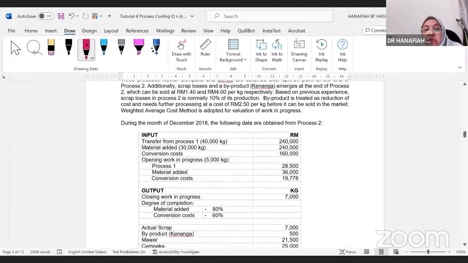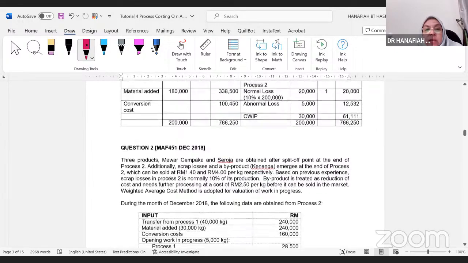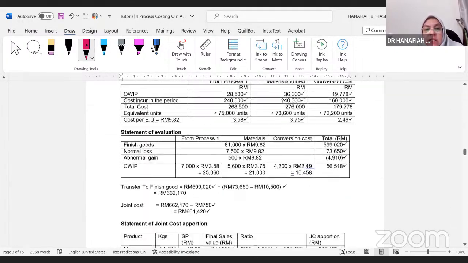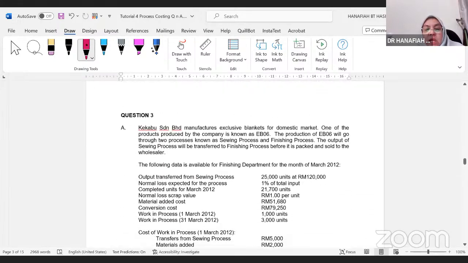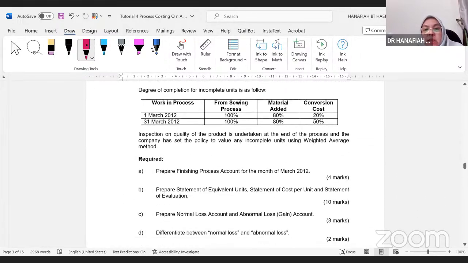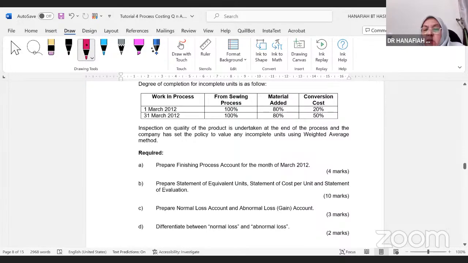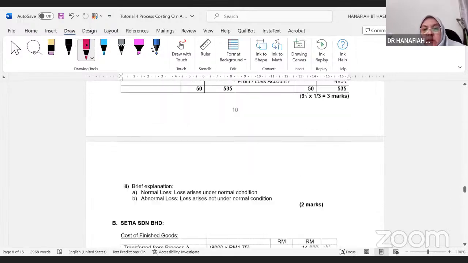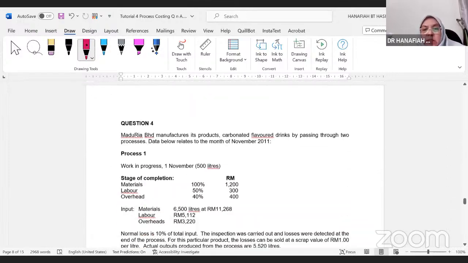And I guess another question is about FIFO, weighted average as well. Question 2 is also weighted average. Maybe you can find another question for LIFO to be discussed with me in the next session. Most of this is also weighted average. Let me see.